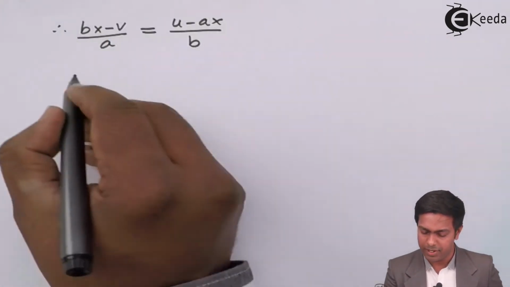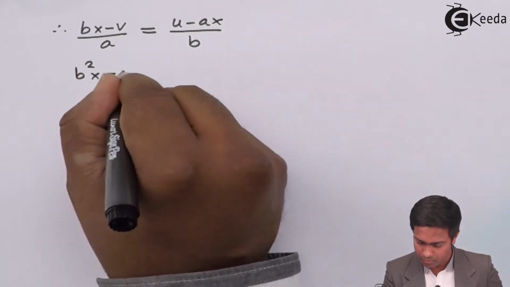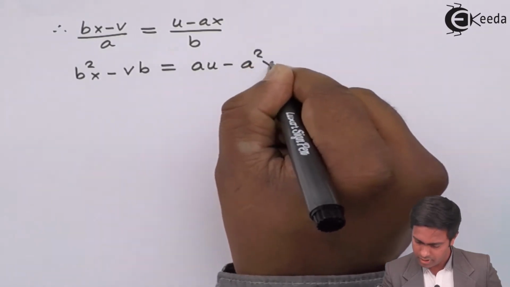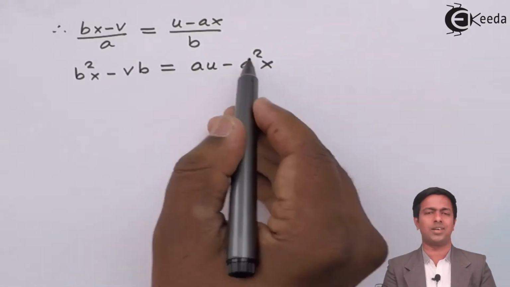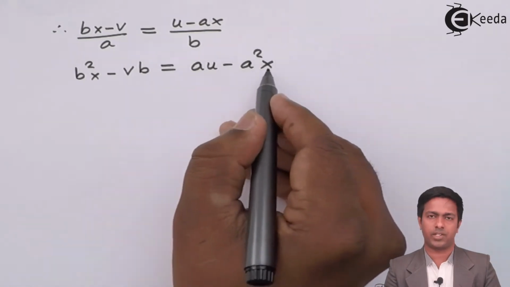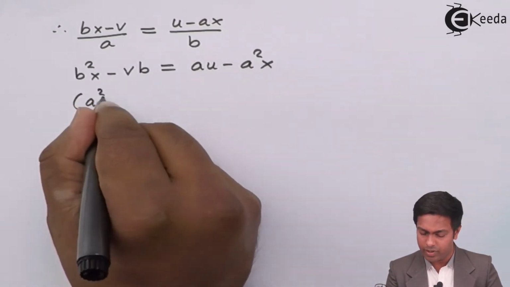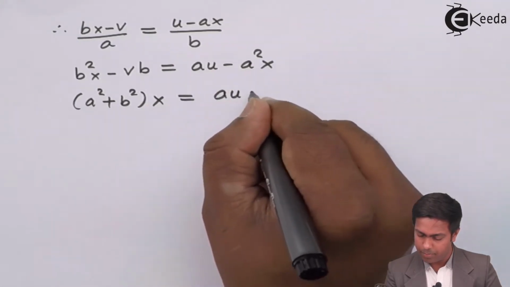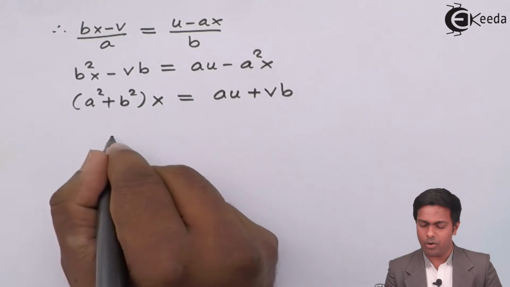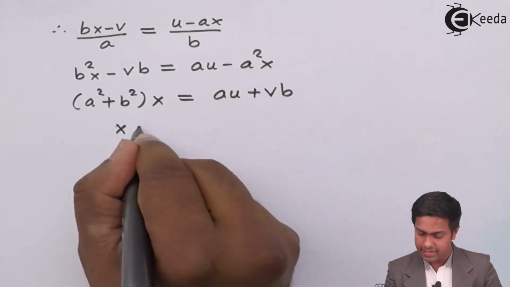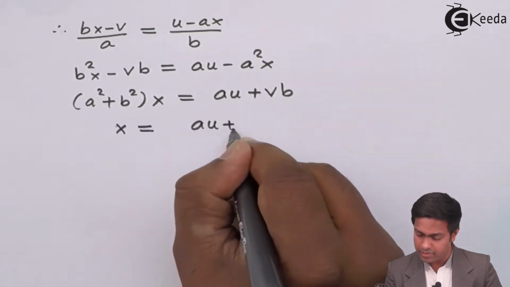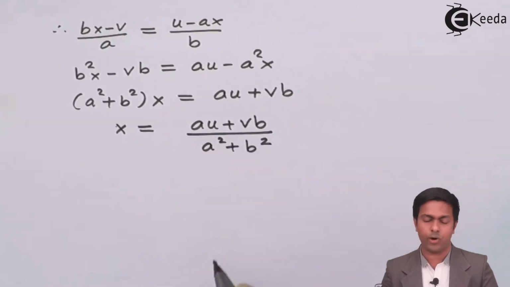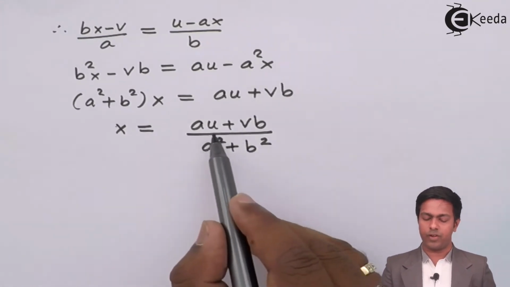Since I want x, I'll take all x terms on the left hand side. So a square x will become positive and we will get a square plus b square into x, and here au plus vb. Now x is equal to au plus vb upon a square plus b square, and I got the value of x in terms of u and v.